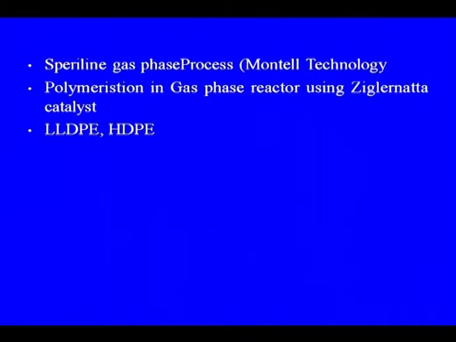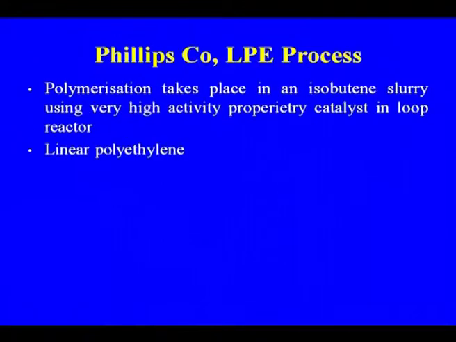Spheripol gas phase process, Montell technology, where we have the polymerization in a gas phase reactor using the Ziegler Natta catalyst. Here the linear low density polyethylene or the high density polyethylene is the product we are getting. Phillips linear polyethylene process: the polymerization takes place in an isobutane slurry using a very high activity proprietary catalyst in a loop reactor. So this is the linear polyethylene.